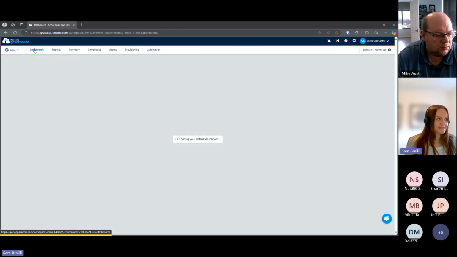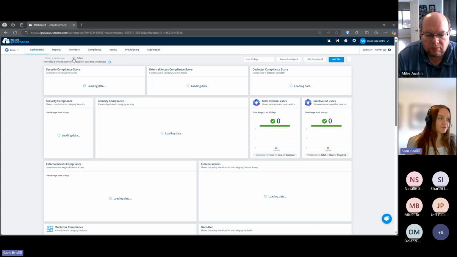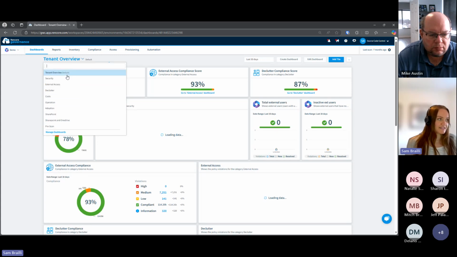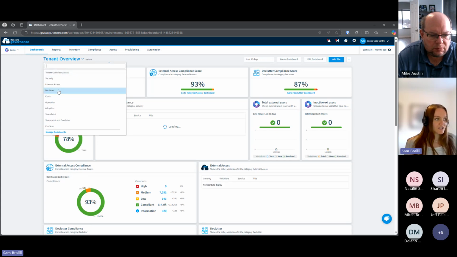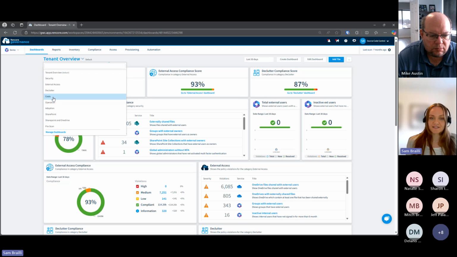Now, equally, if we go back to the dashboards, there are lots that are pre-configured. If we drop down here, you can see you've got ones around security, decluttering, costs. So if you've got any specific use cases, which I touched on earlier, you can create a dashboard specifically for that. And you can see the new one that I created here.